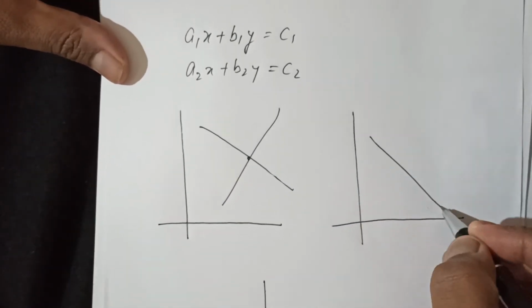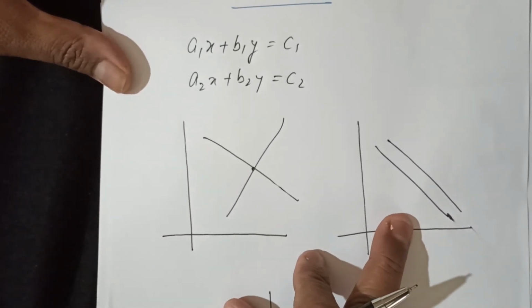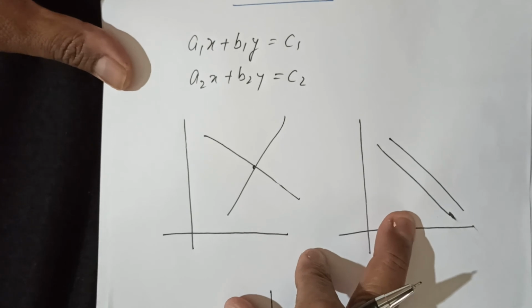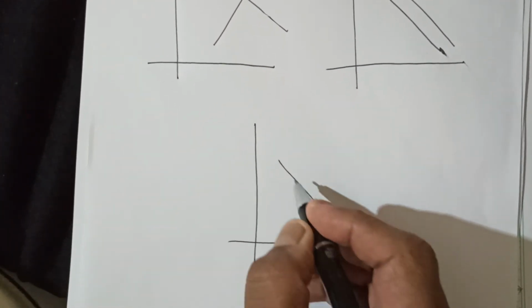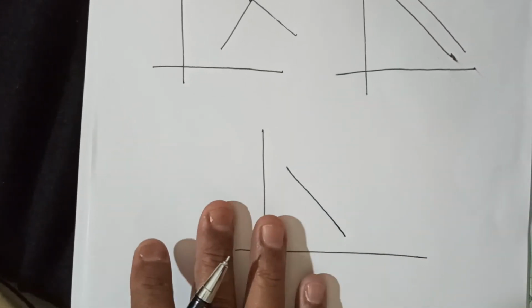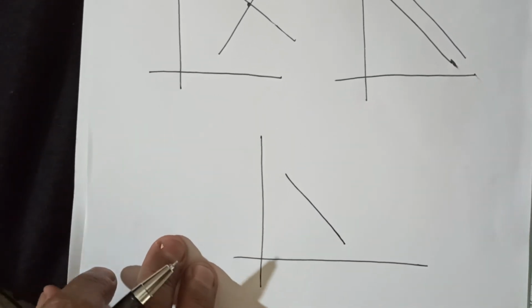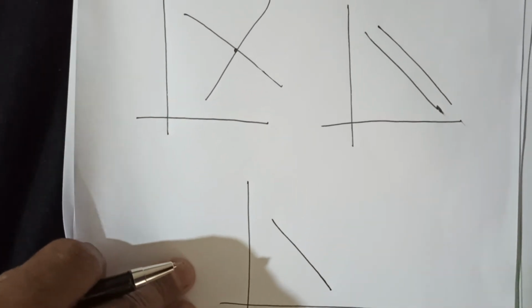The second is they both are parallel to each other. If they are parallel, there is no point of intersection and there is no solution. The third one, they are coincident lines, means they are just overlapping, and if they are overlapping, an infinite number of points is the solution, so they have got infinite number of solutions.